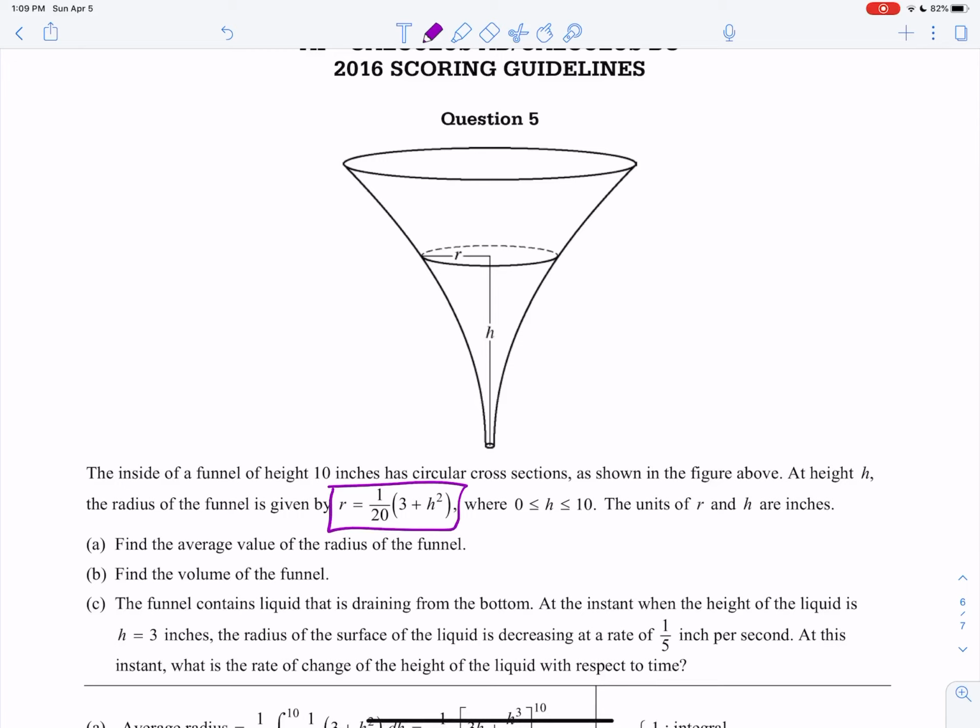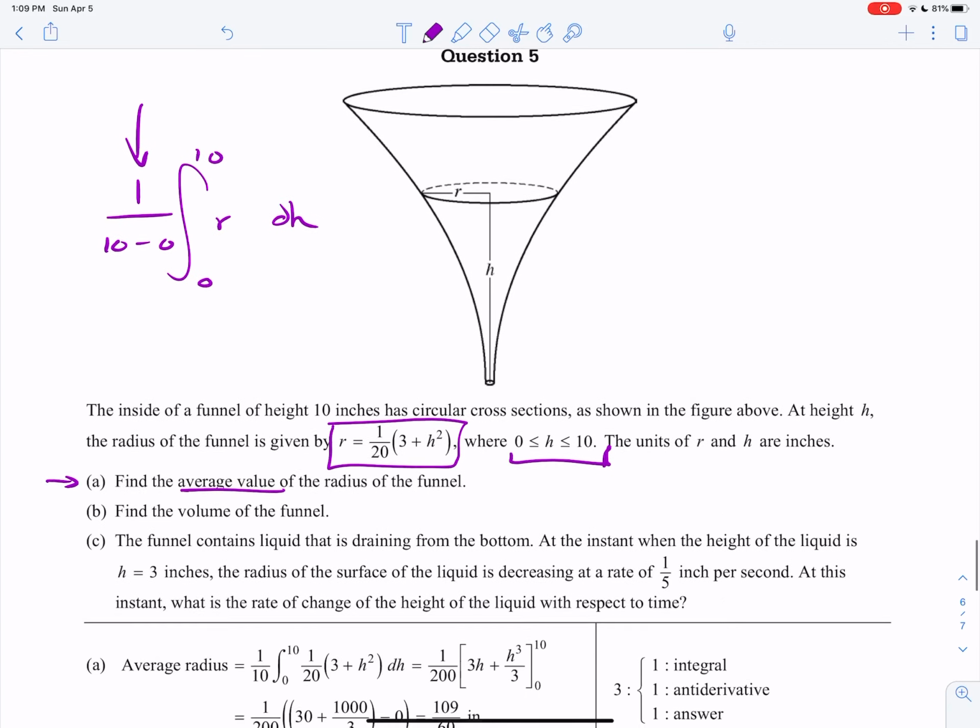They're asking you for the average value. Okay, average value. So right away, I know it has to be the integral of r. Okay, in this case, it'll be with respect to h. From where to where, right? So from 0 to 10. So is that the average? Not quite. The average would have to include a fraction in the front, so that would be 1 over 10 minus 0, or 1 over 10. And there you go. Okay, find the average value, right?